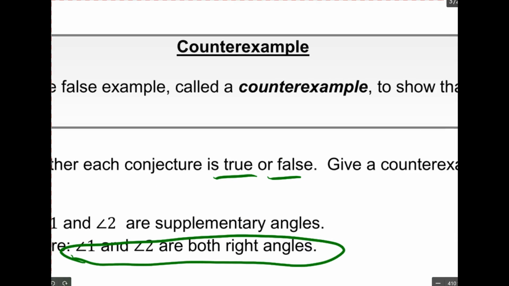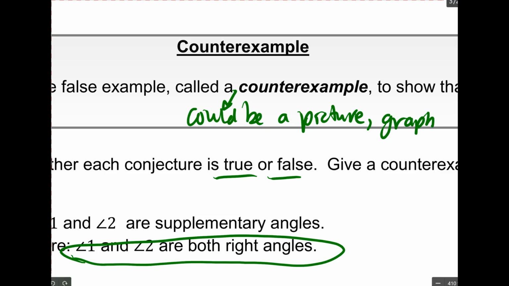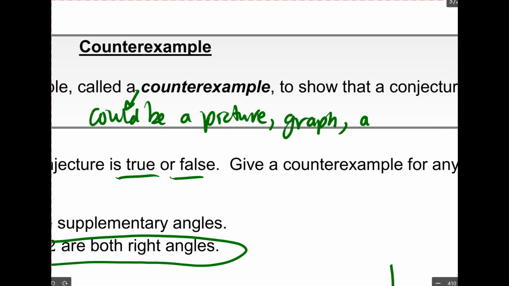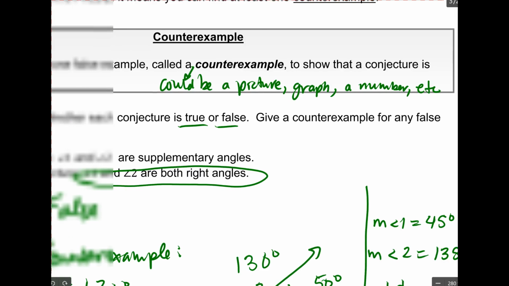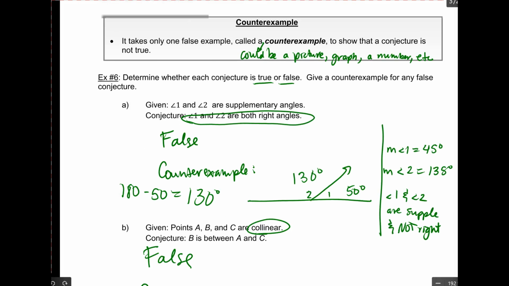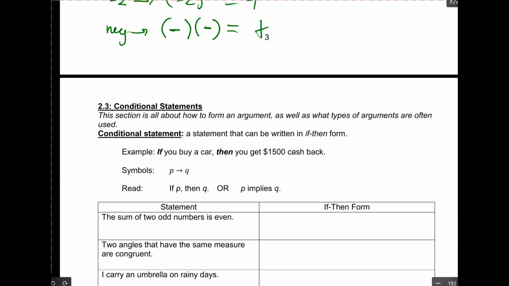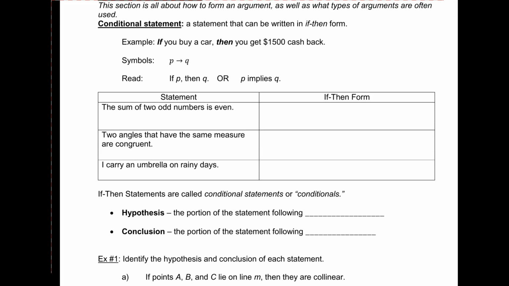So counterexamples could be a picture. You could have a picture that proves it. It could be a graph. It could be a number, etc. Literally it's just an example that proves that the conjecture is not always going to be true. Okay, so let's pause here.